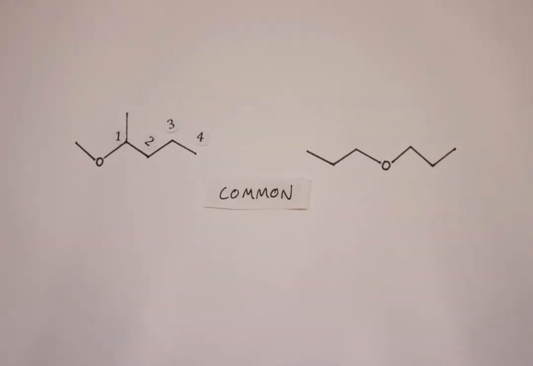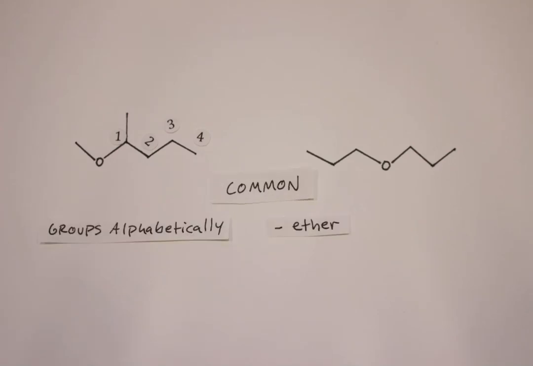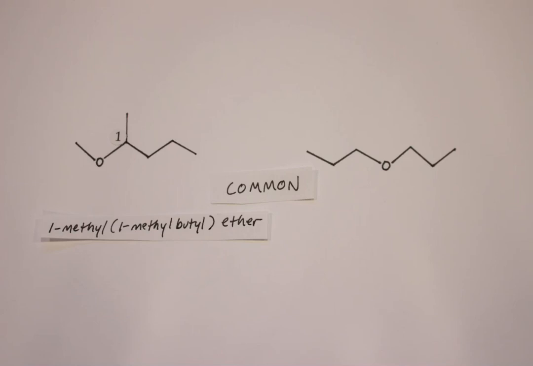So the common name of the ether are the substituent groups listed alphabetically, considering each as a substituent, followed by the word ether. So on this side we have methylbutyl, and on the other side we have a methyl, so this would be methyl 1-methylbutyl ether. This symmetrical ether would just be dipropyl ether in common name.